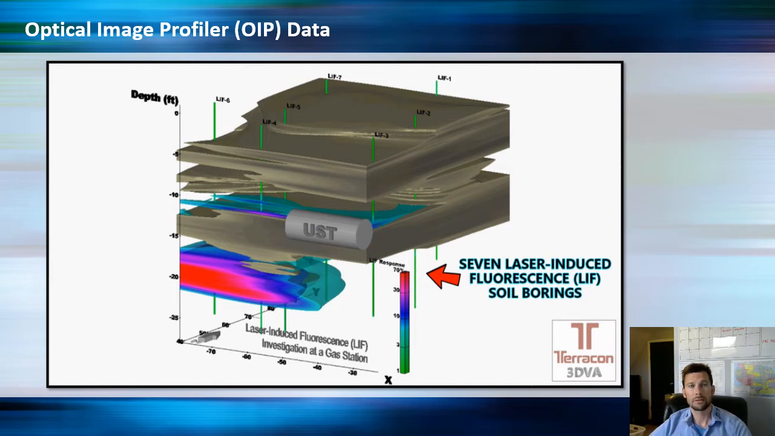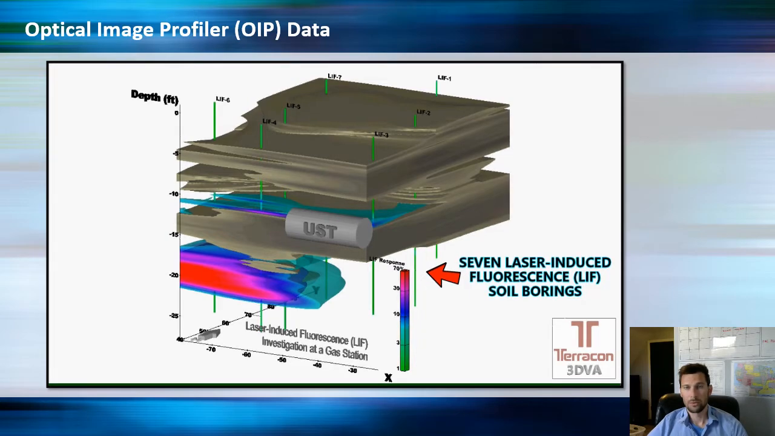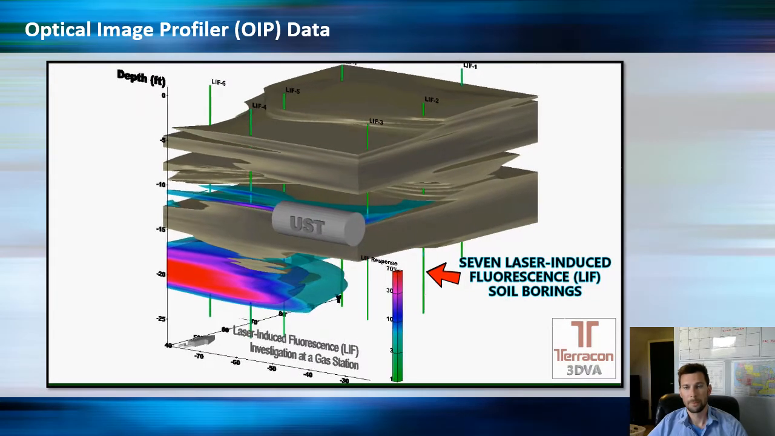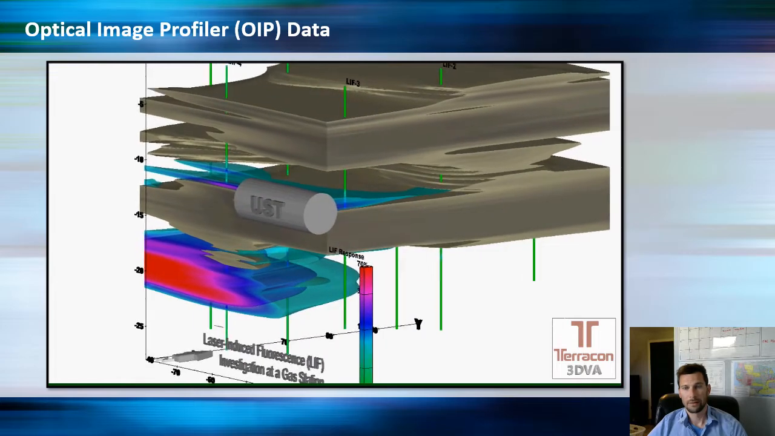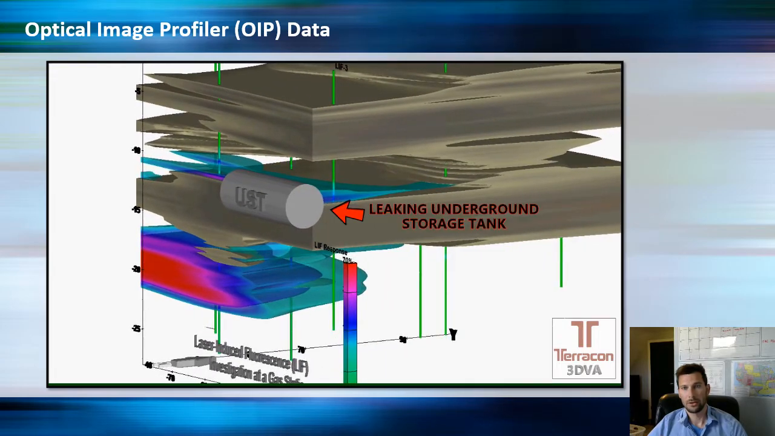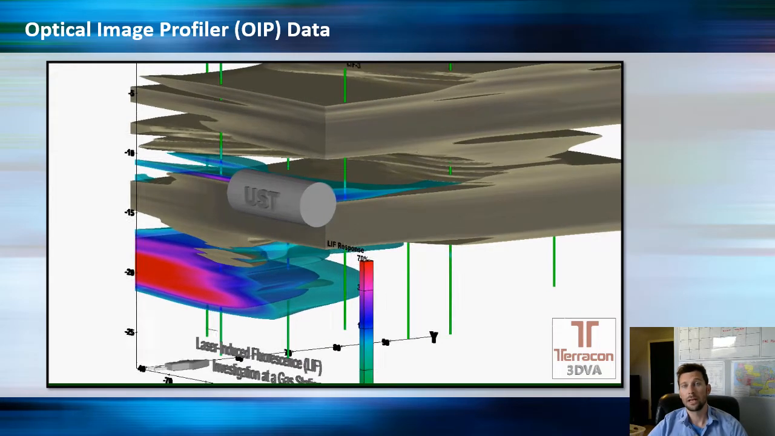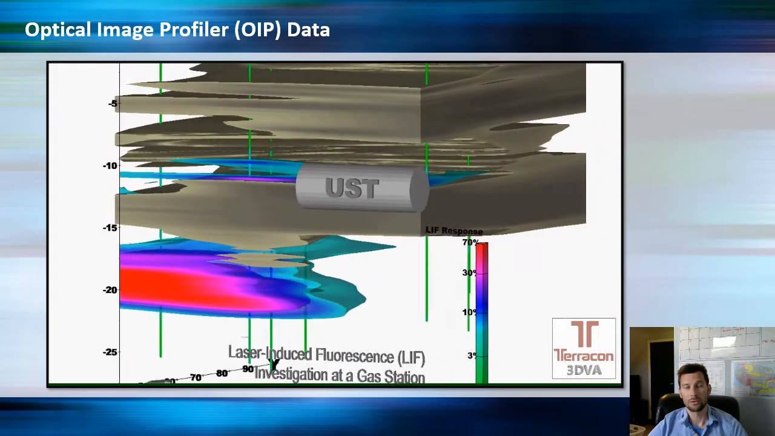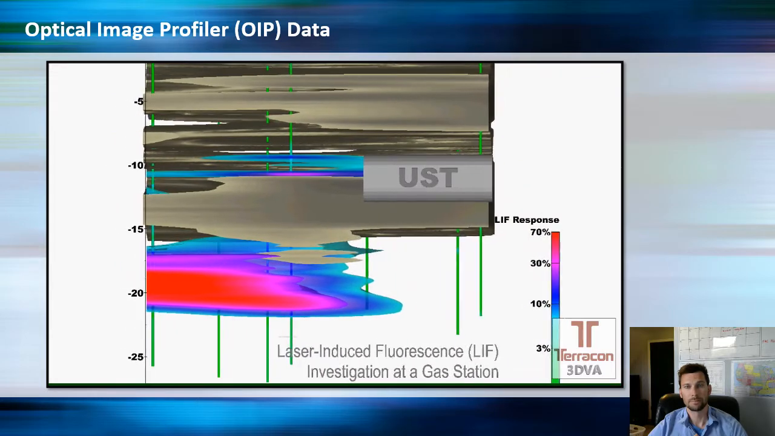This next site is actually from optical image profiler data, and this is a tool made by GeoProbe that basically investigates free-phase LNAPL from petroleum spills. And this was actually built from just 7 borings. And when I kind of rotate this, we'll just play this and see that we've got the UST shown there in 3D. Those gray units are actually clay units from a hydraulic profiling tool, and we'll talk about more of that shortly.